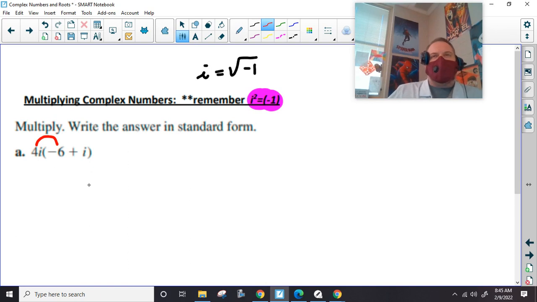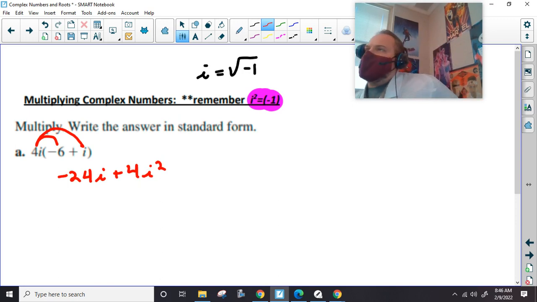Okay. So let's distribute. Well, what's 4 times 6? 24, and it's going to be negative. And we tag the i along. All right. Then we have 4i times i. This becomes 4i squared. Now, I am going to step this out a little bit so people can understand it some.